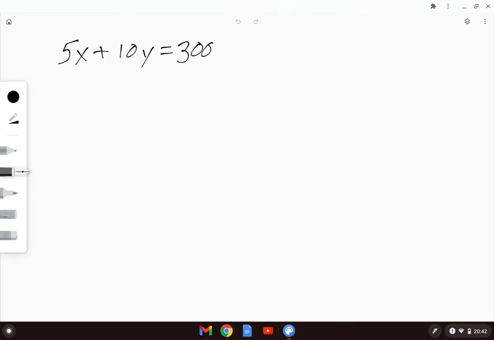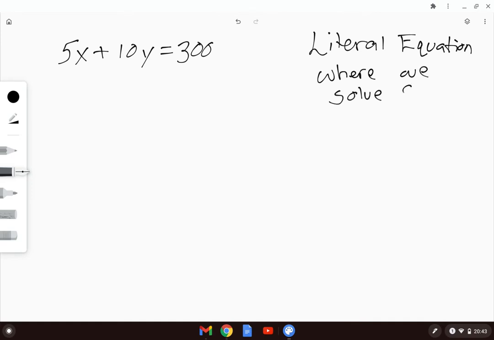So here it is, 5x plus 10y equals 300. So everybody, this is simply a literal equation. And hopefully you remember back to what literal equations were. This is a literal equation where we solve for y. So if I'm going to solve for y, that means I need to isolate y to one side of the equation by itself. Okay? So if I have 5x plus 10y equals 300, I'm going to subtract 5x from both sides.